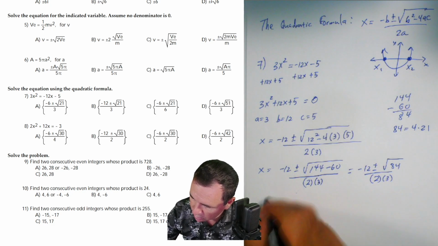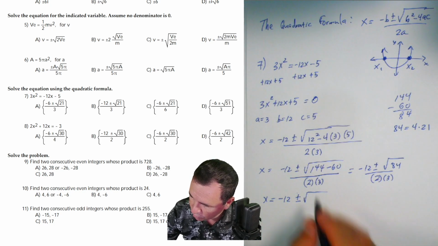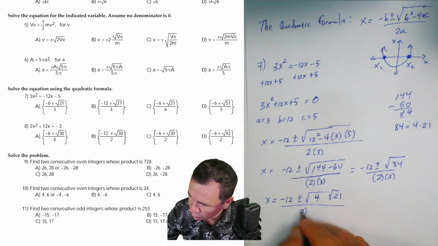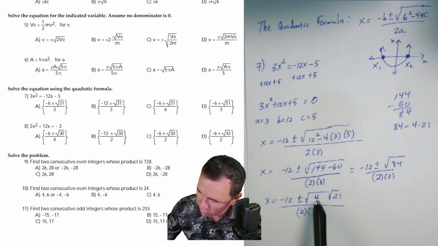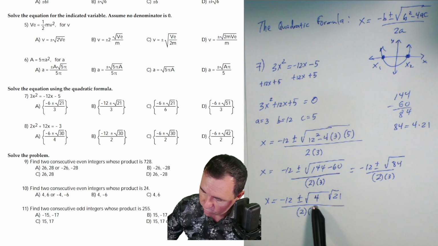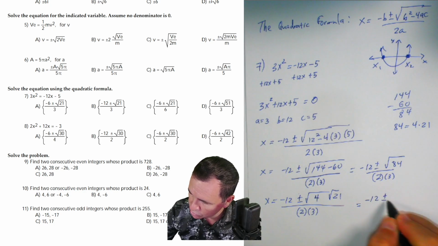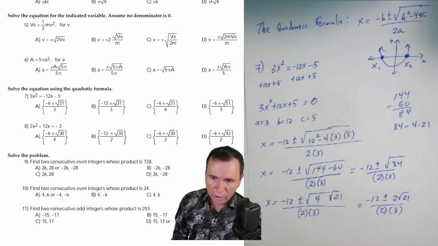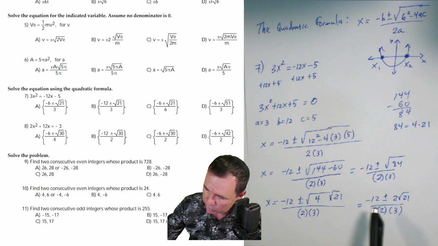So we can write this as negative 12 plus or minus the square root of 4 times the square root of 21 all over 2 times 3. And you might say, where are you going with this? Well, the square root of 4 is known. Square root of 4 is 2. So this turns into negative 12 plus or minus 2 times the square root of 21 all over 2 times 3. Now here's the catch. 2 can go into 2 one time, and 2 can go into 12 6 times, and there's a negative.